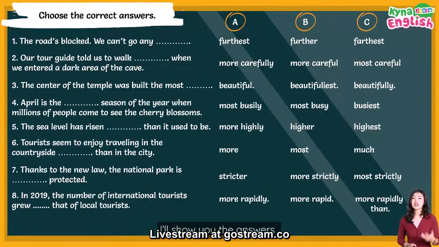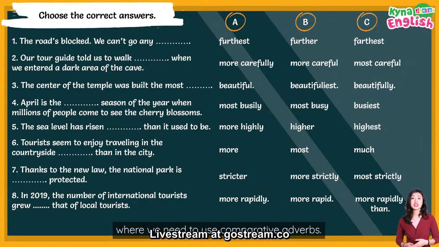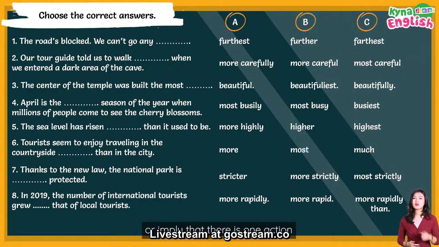First, I'll show you the answers where we need to use comparative adverbs. They are comparatives because they only compare two actions or imply that there is one action being compared with another. We need adverbs in these gaps because they go after either a verb or an object.